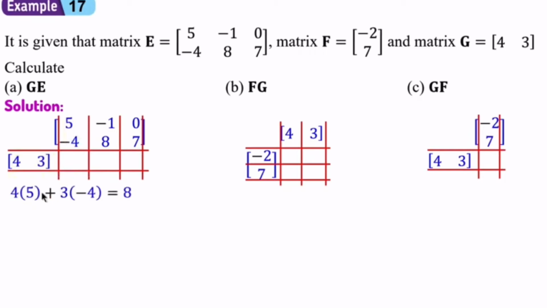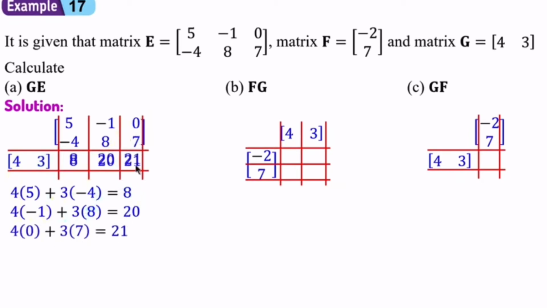It is 4 times 5 plus 3 times negative 4. So the answer is 8. Let's write down the answer. Then we take 4 times negative 1 plus 3 times 8, right? And we simplify, the answer is 20. And finally, we write 4 times 0 plus 3 times 7, which is 21. So we will write the answer properly according to the order of the product of the matrix, which is 8, 20, 21. The order is 1 by 3.